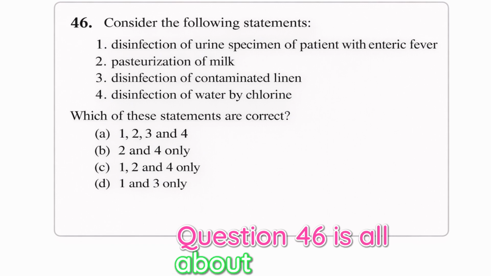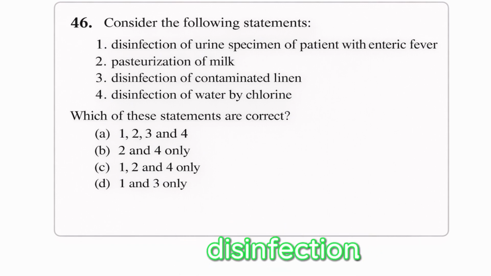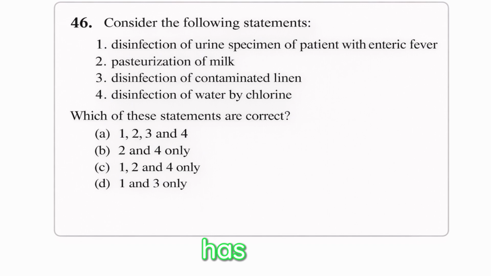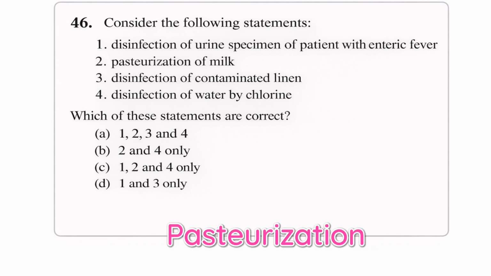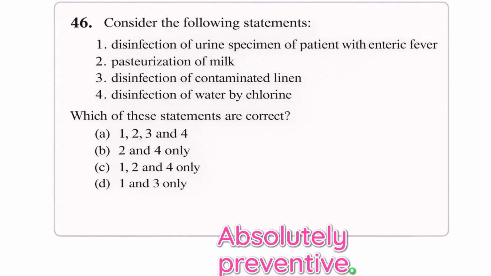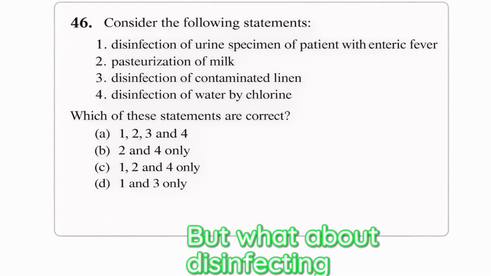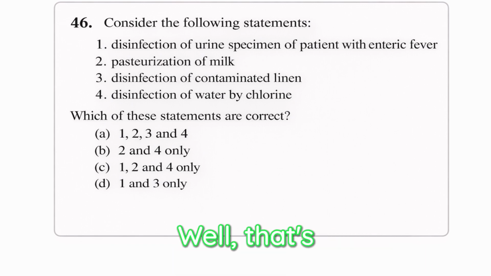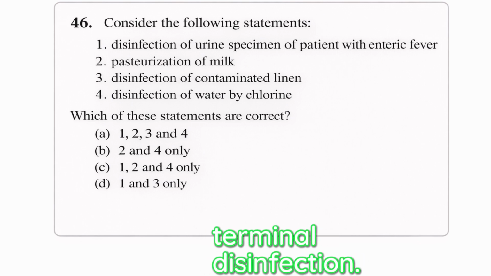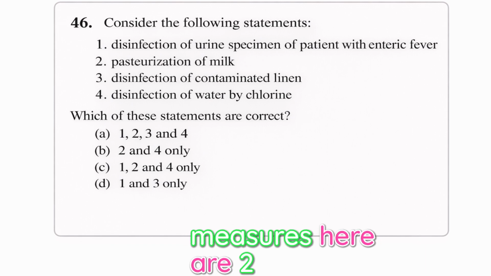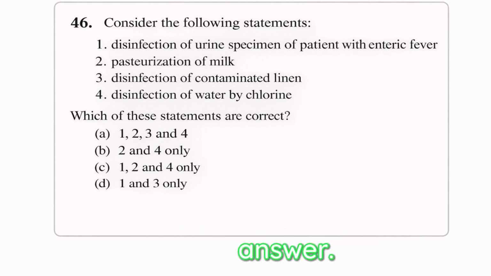Question 46 is all about understanding the term prophylactic disinfection. So what does prophylactic mean? It means preventative, right? You're doing something to stop a disease before it even has a chance. So let's look at the options. Pasteurization of milk? Absolutely preventive. Disinfection of water by chlorine? For sure, preventative. But what about disinfecting a patient's urine or linen? Well, that's done after someone is already sick. That's called concurrent or terminal disinfection. It's not prophylactic. So the only true prophylactic measures here are 2 and 4, making B the correct answer.